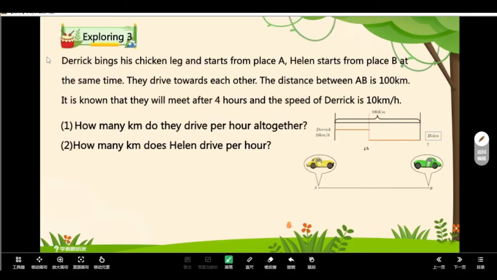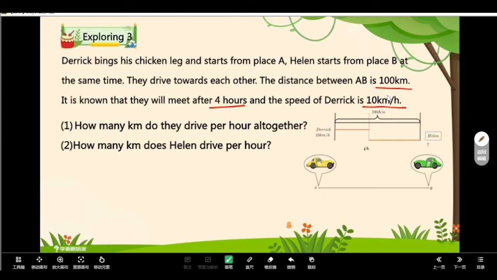Okay, now let's see this question together. Derek brings his chicken leg and starts from place A. Helen starts from place B at the same time. They drive towards each other. The distance between A and B is 100 km, and they will meet after 4 hours, and the speed of Derek is 10 km per hour. It seems that all the information is given in the question, right? We know the total distance, the time, and the speed of Derek.